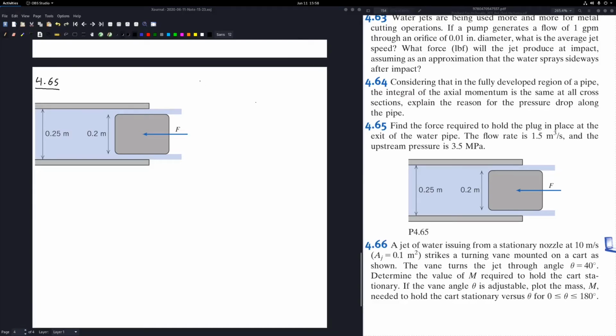Now on to problem 4.65. The question asks us to find the force required to hold the plug in place. It states that the flow rate is going to be 1.5 meters cubed per second and that the upstream pressure is 3.5 MPa.